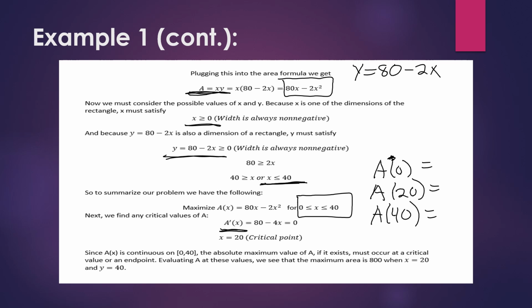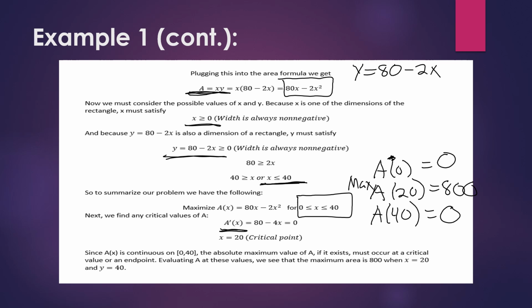We look at the first derivative to find our critical values, but then we plug into the original function to find the actual value. So if we plug in, we are going to see that we get a maximum area of 800 when x equals 20. If I plugged in 0, I would get an area of 0, and if I plug in 40, I'm going to get an area of 0, meaning that 20 is going to be my max. At x equals 20, I get an area of 800.